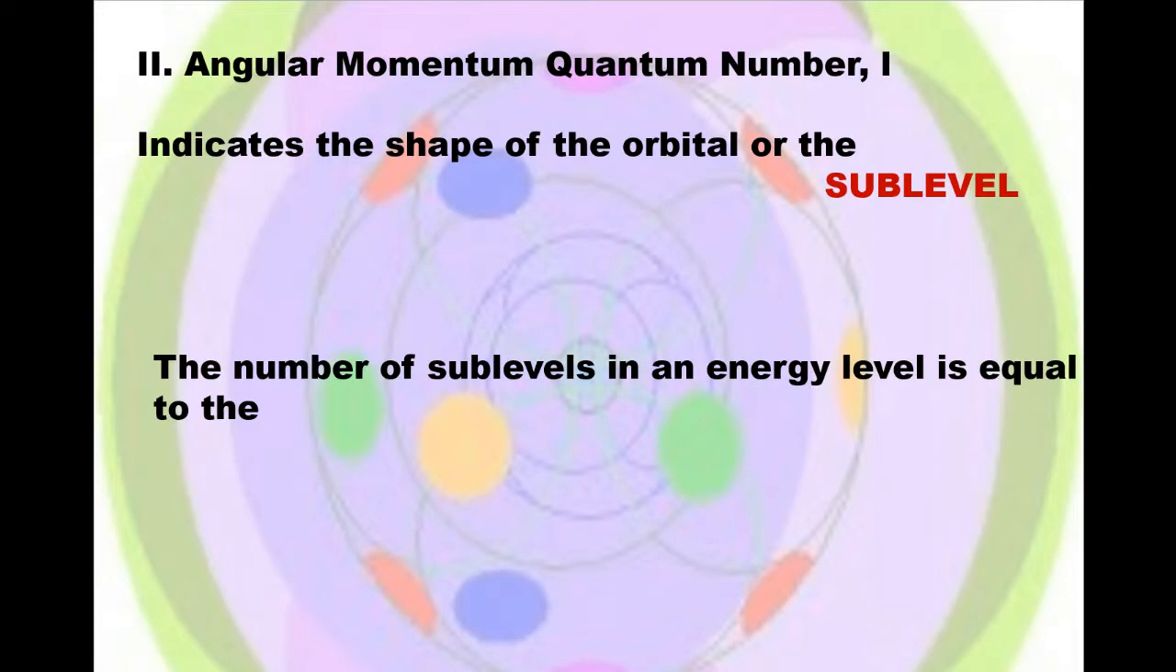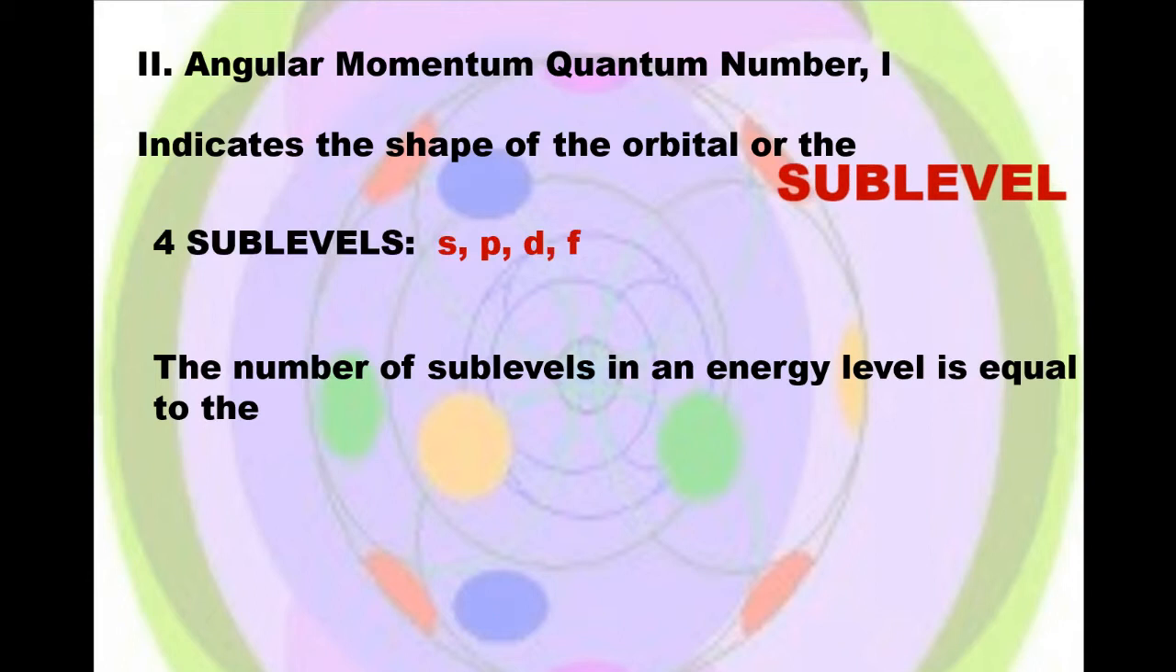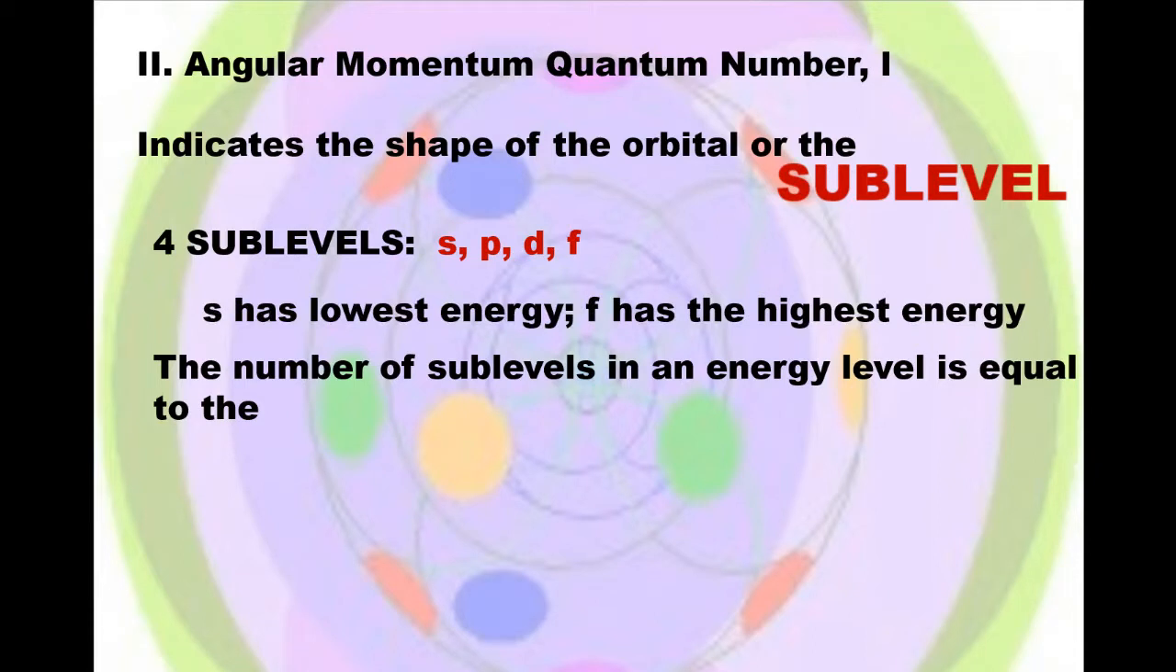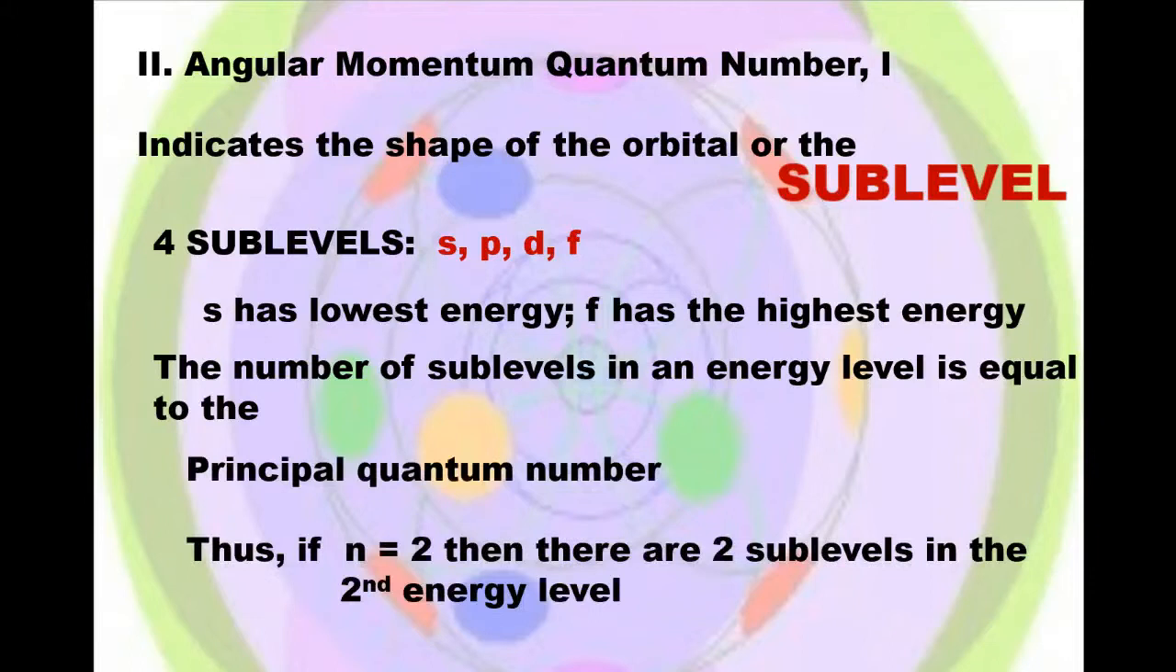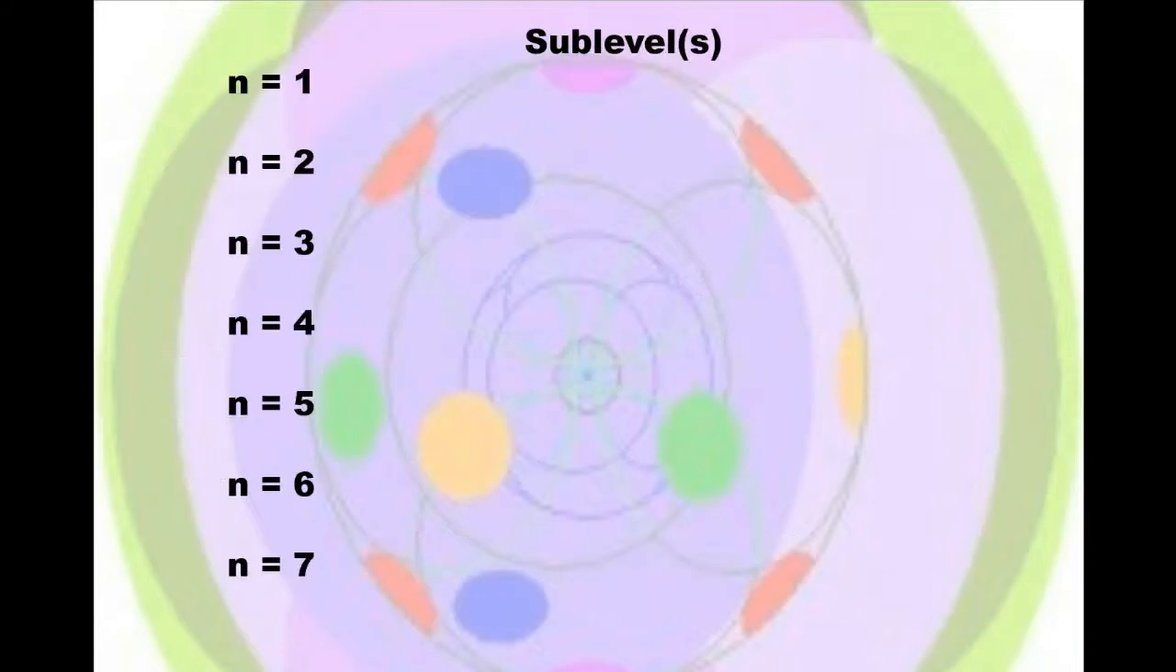The angular momentum quantum number, given the symbol of l, indicates the shape of the orbital or the sublevel. And there are four sublevels: the s, the p, the d, and the f. And they go in order of energy. So s has the lowest energy, f has the highest energy. The number of sublevels that you have in an energy level is equal to the principal quantum number. So if n is equal to 2, then there are two sublevels in the second energy level. And so let's take a look at this.